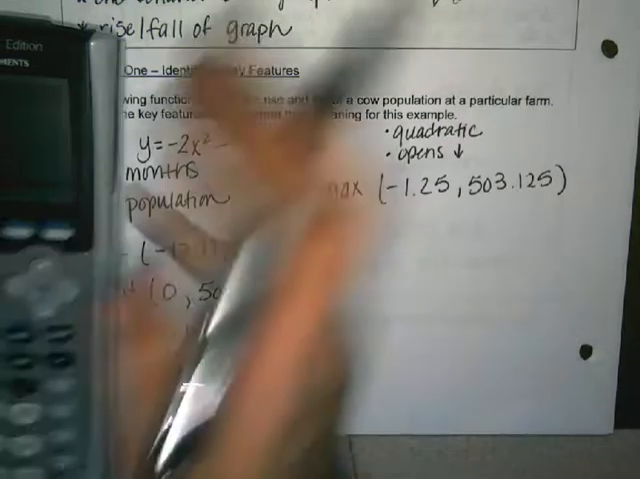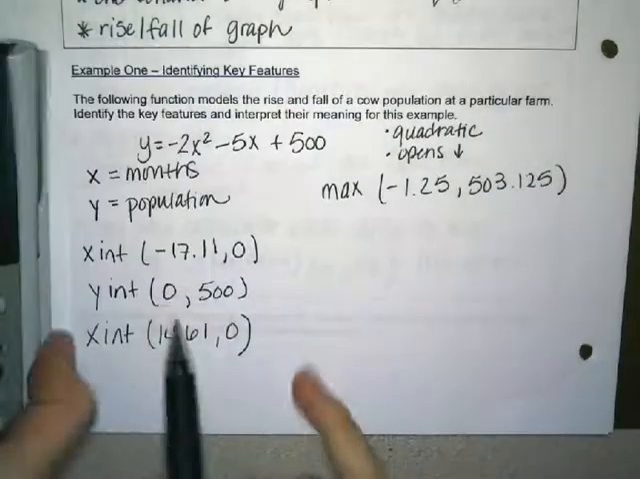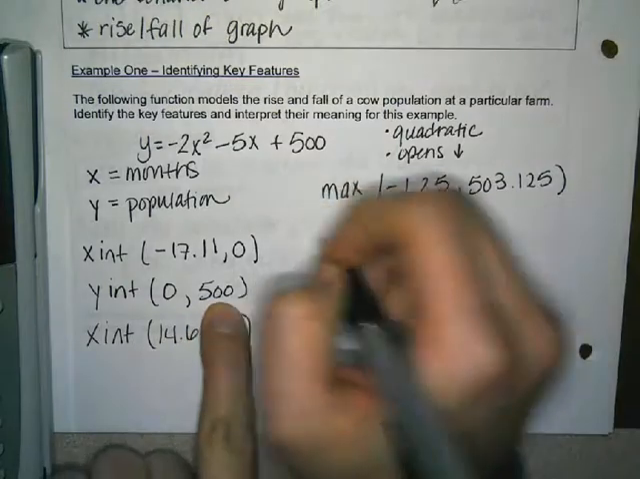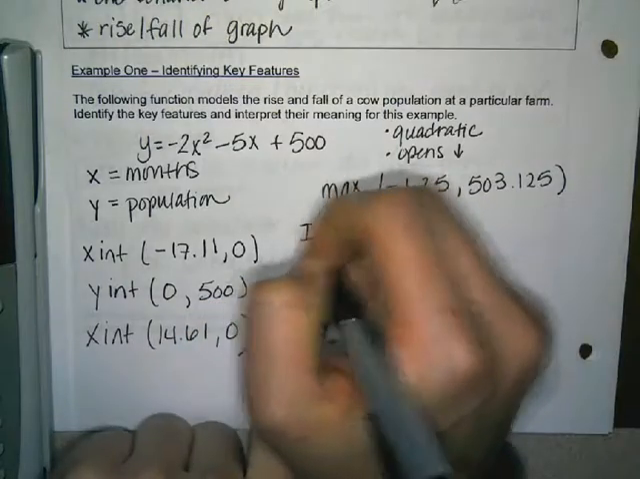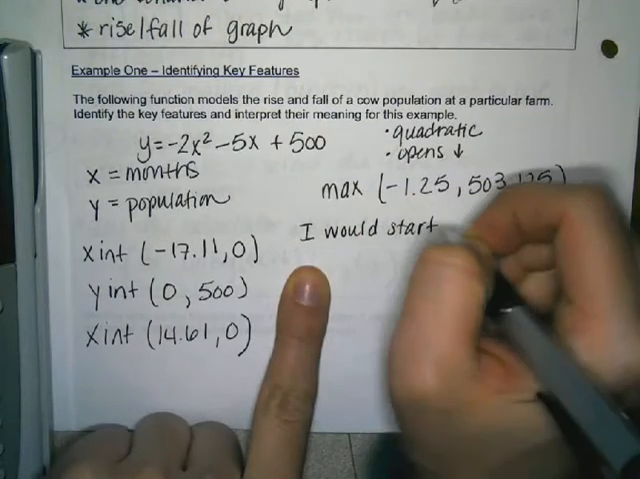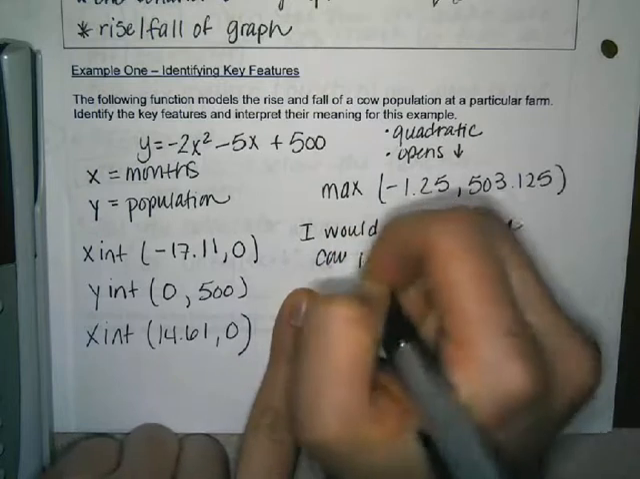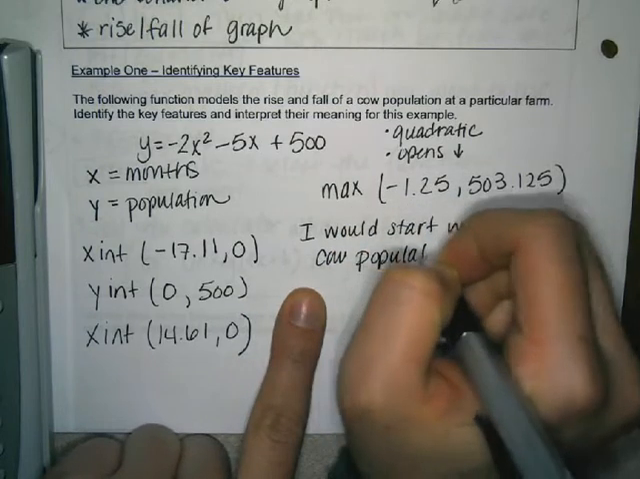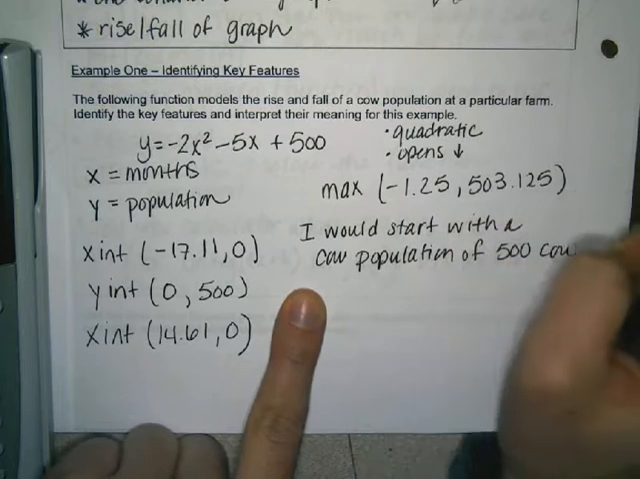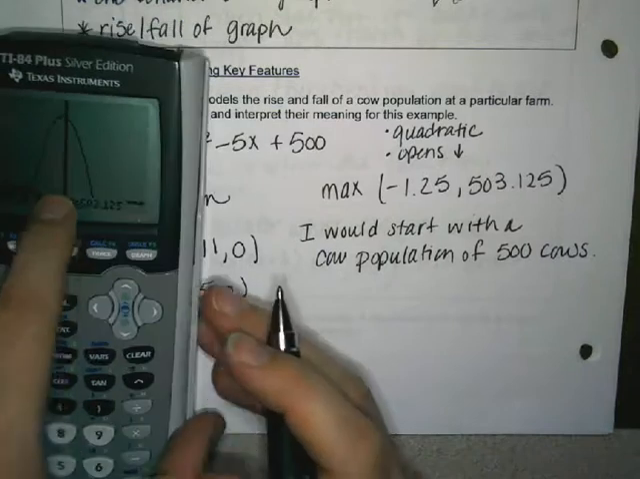Alright, so in this first half of the graph, if we start at where x equals 0, we saw that where x equals 0, I have 500. So in the context of the situation, I would start with a cow population of 500 cows. Okay, because that's where you would start as the months start ticking forward.